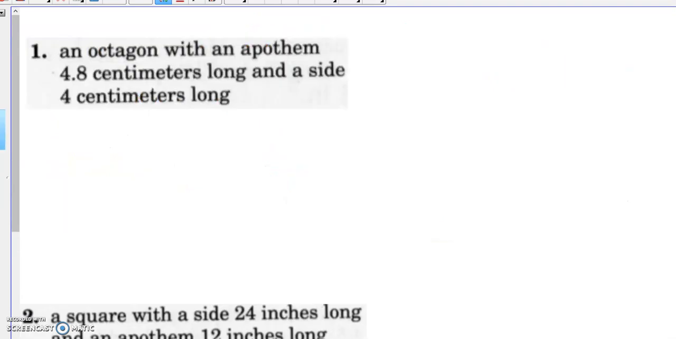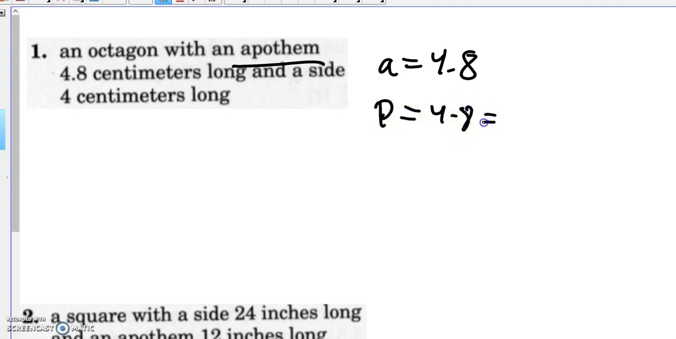All right, let's get into it and do some problems. So this says an octagon with an apothem of 4.8 centimeters. So our apothem is 4.8, and each side is 4 centimeters. And it's asking us for the area. So if it's talking about an apothem, I know I'm talking about a regular octagon. The apothem's 4.8. If each side is 4 centimeters, then the perimeter is 4 times 8, so it's 32. I have enough to use my formula.